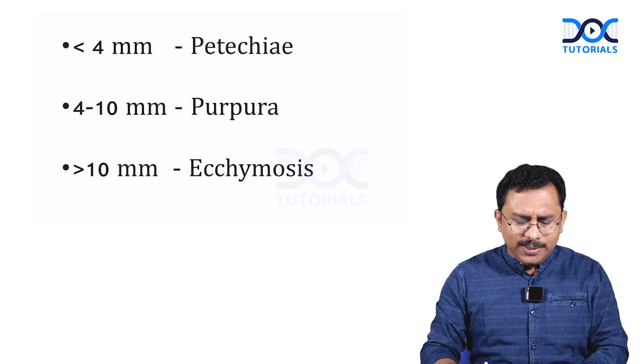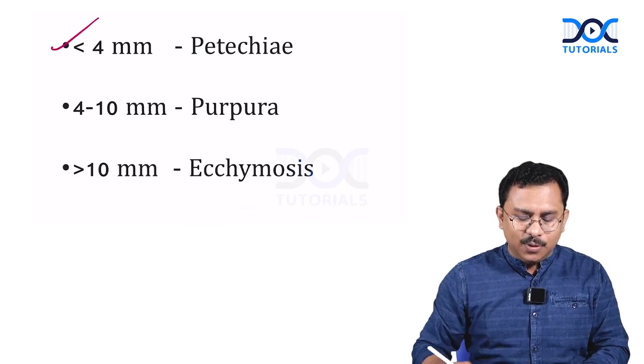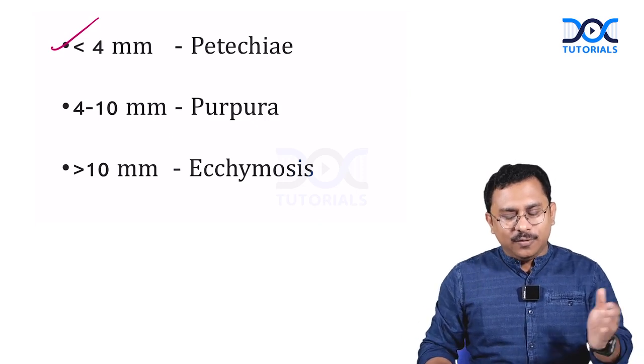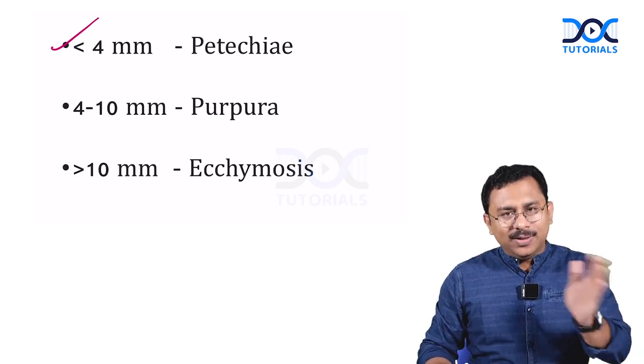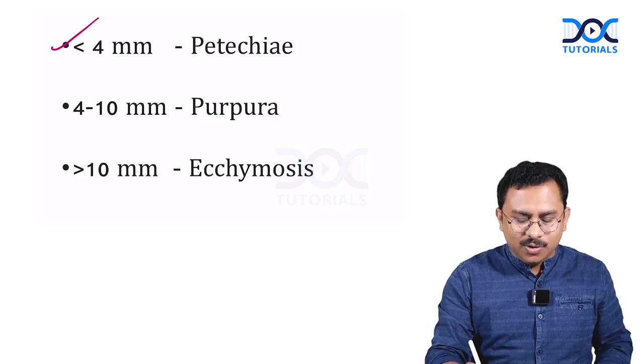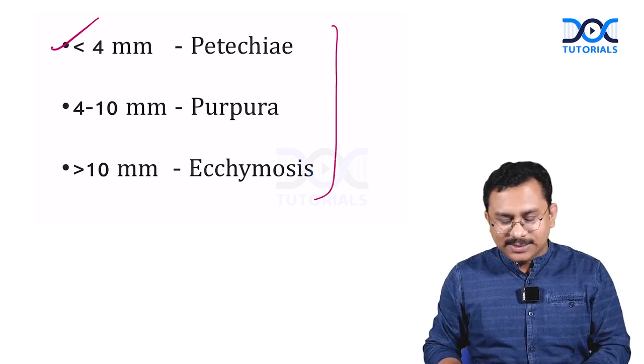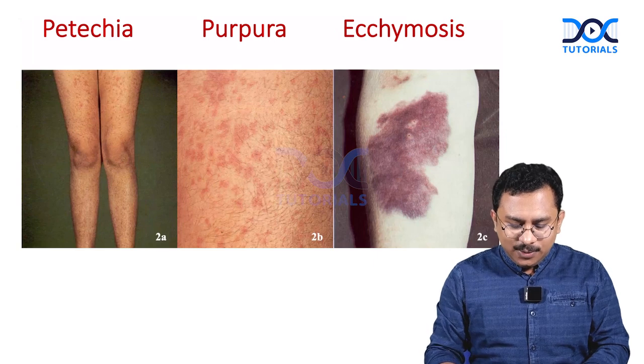Now, just for you to know, the distinctions between petechiae, purpura, and ecchymosis. If it is less than 4 millimeter, you call it petechiae. 4 to 10 is purpura. More than 10, that is more than 1 centimeter, is what you call ecchymosis. So this is how you roughly classify based on the size. Now, just have a look at this.